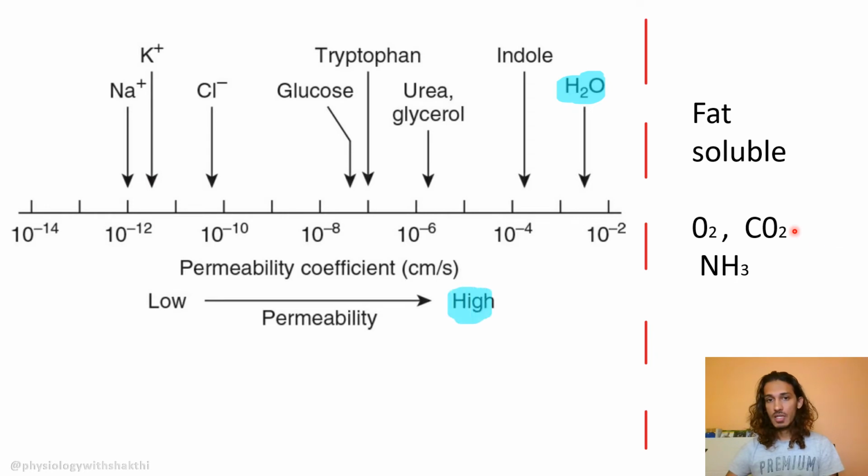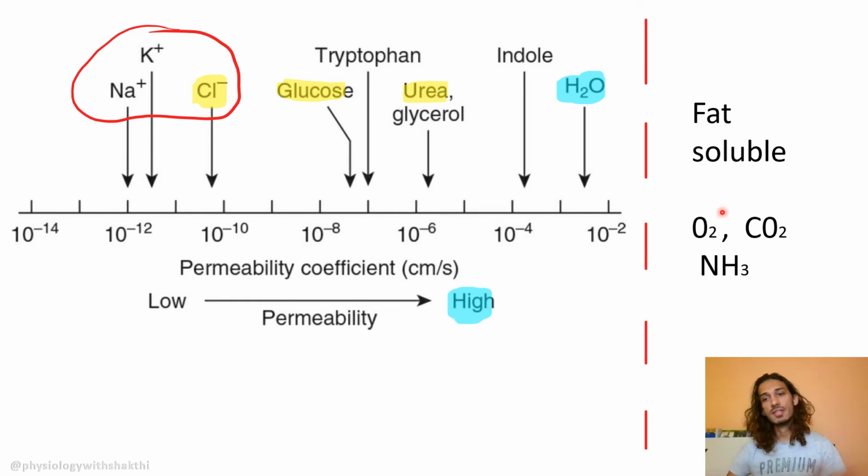Now usually questions come among these ions. Out of these ions, what you can see is chloride has a maximum permeability. Next is potassium, least is for sodium. Also, you can see glucose, urea, where they stand. So you just have to remember these basic things. So water, indole, urea, glycerol, tryptophan, glucose, chloride, potassium, sodium. So this is the order of the permeability. And of course, fat soluble ones are the highest.